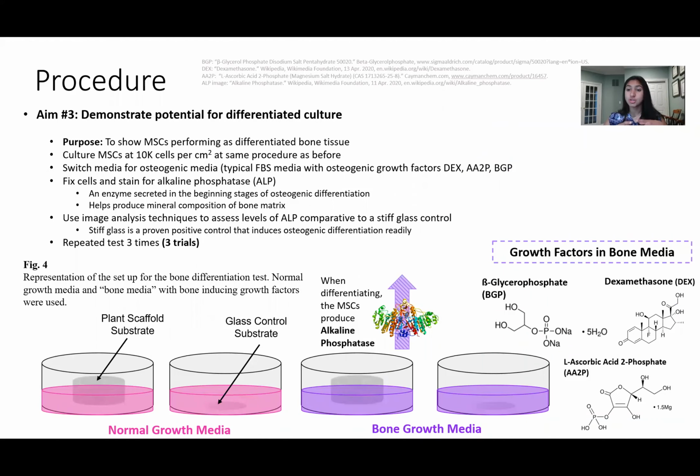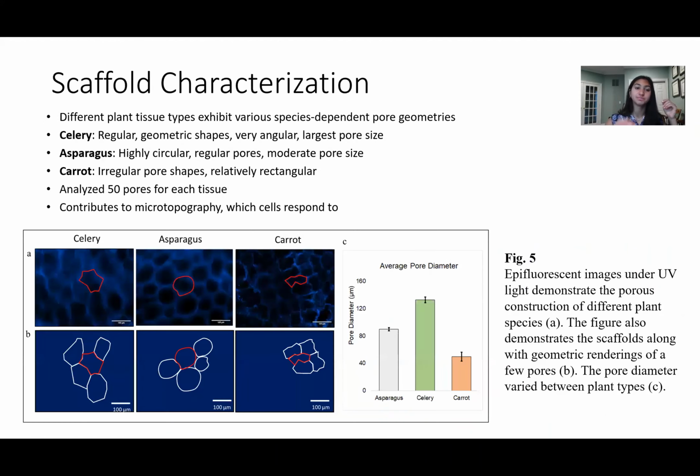Lastly, I looked at osteogenic differentiation by culturing the cells in a bone growth media and looking for secretion of alkaline phosphatase, an enzyme that's used to produce the mineral composition of bone. And I did this as compared to a positive glass control to compare my results to other levels of osteogenic differentiation. So the first thing I did was characterize the scaffolds, and I chose all porous constructs because this is the structure that's most similar to cancellous bone.